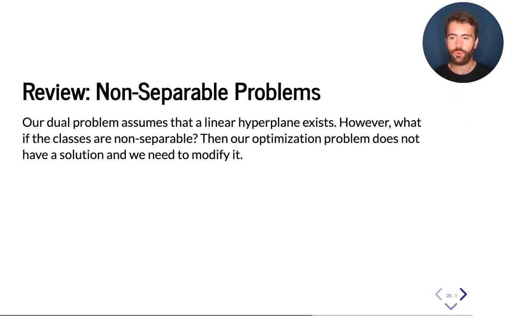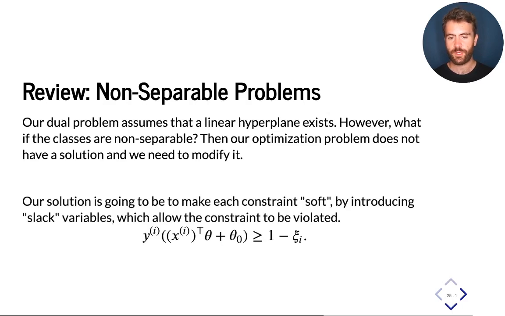Now, there are a few issues with this approach that I have, in a way, shoved under the rug. One issue is that so far, all of this analysis applies only to separable problems, which means problems in which there exists a decision boundary which is able to perfectly classify our training examples. In practice, there's usually some points which we cannot perfectly classify with a linear decision boundary. And so we need to modify our optimization problem.